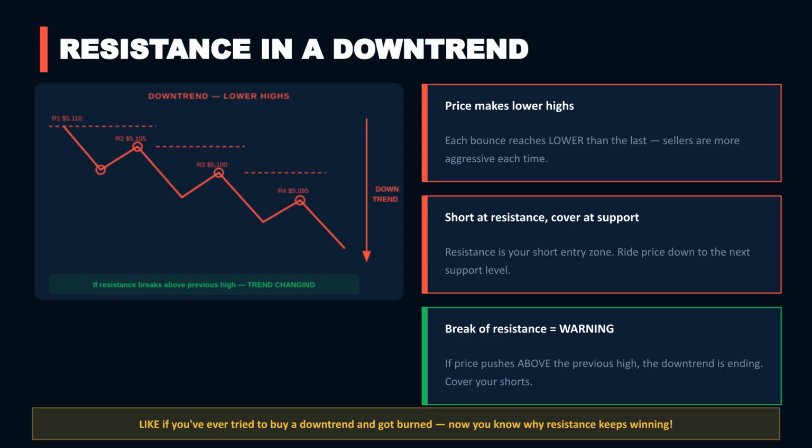Same concept, but opposite. In a downtrend, price keeps making lower highs. Each resistance level is lower than the last. That's a downtrend. That's sellers in control. In this scenario, you're looking to short at or near resistance and buy to cover at support. And the warning: if price bounces and it breaks the resistance level, if it goes above the previous high, that's when the trend is changing. That's when buyers are coming back. So you pay attention to these breaks. Direction changes. Trend changes.